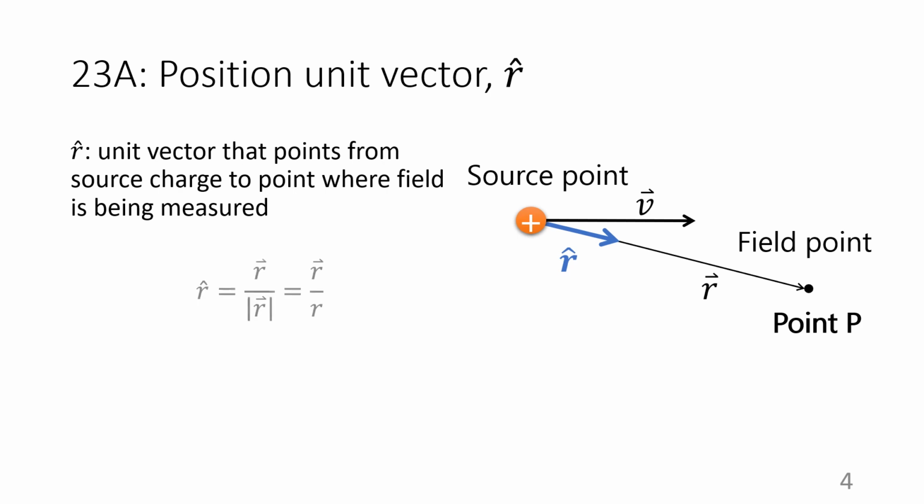It is explicitly calculated as the position vector r divided by its magnitude. Again, very important, it goes from the source towards the field point. It's a very common mistake.